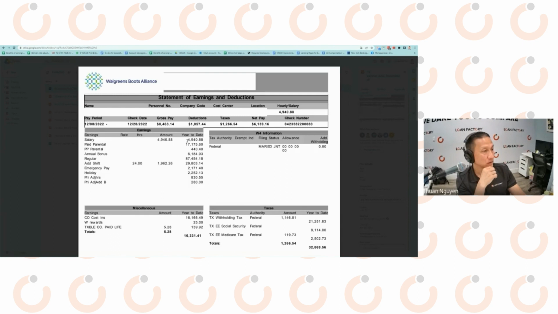So for this one, you have to take this plus the bonus. But then this is tricky. You cannot look at the year to date. You have to look at the amount here and assume that this is stable. So you add the two together, calculate the annual income, and then divide by 12. You get the monthly income. You can add the bonus.